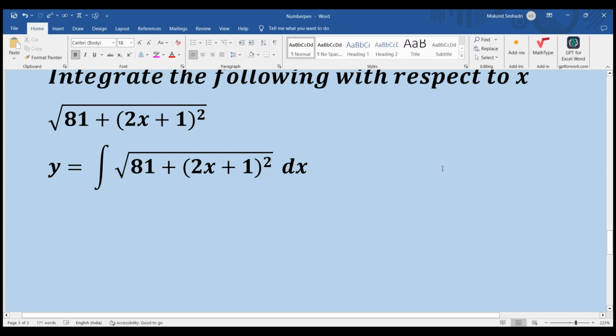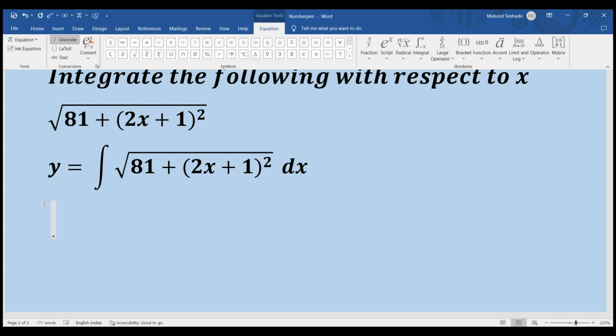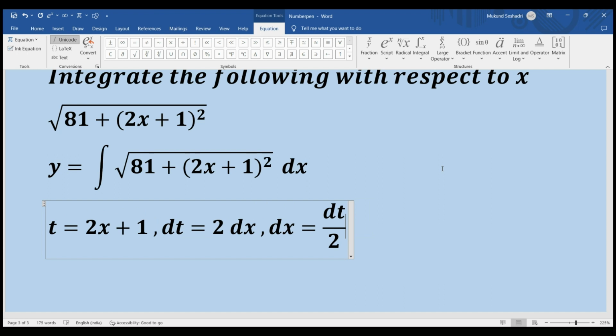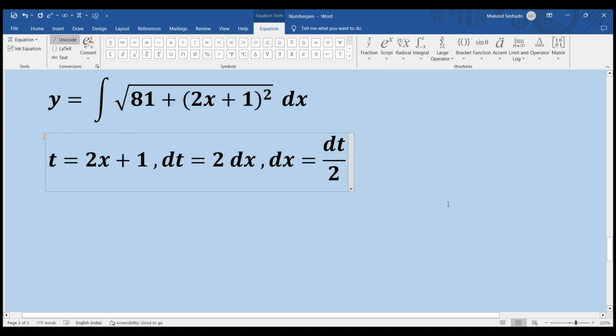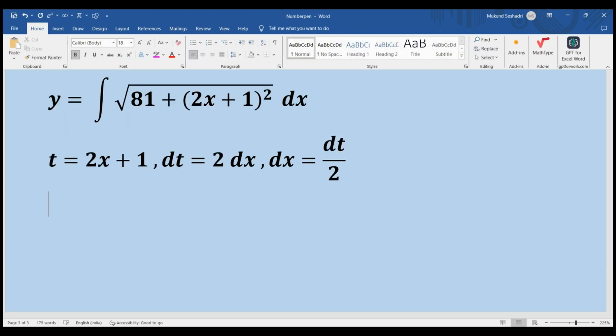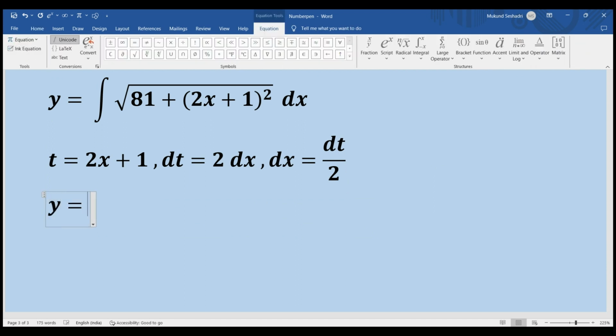To do that, the substitution that I need to make is t equals 2x plus 1, which means my dt equals 2 times dx, right? Which means my dx equals dt by 2. I go back to my y. What happens to my y now is I try and express everything in terms of t.